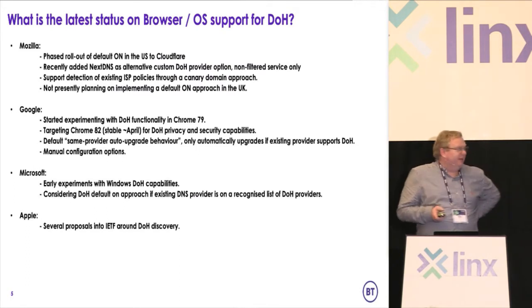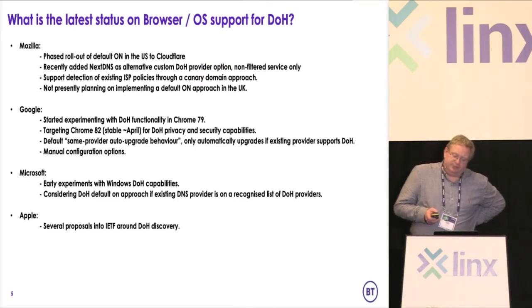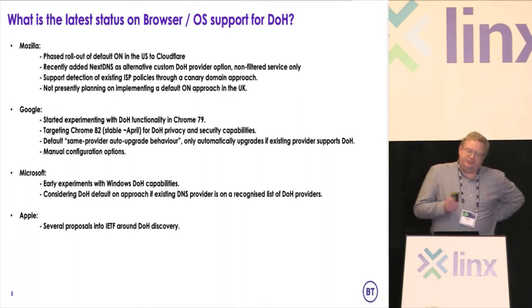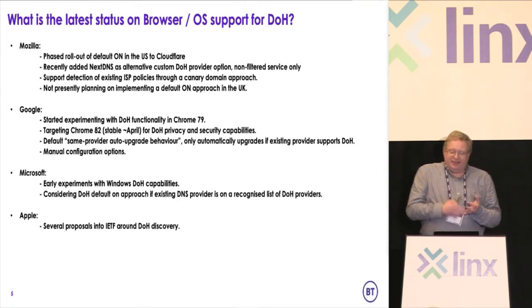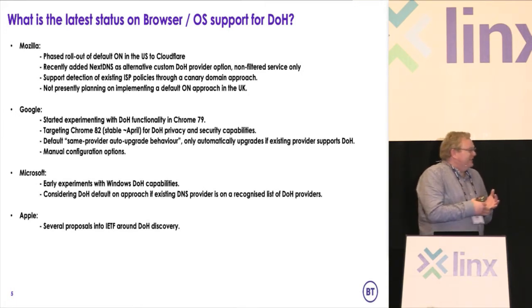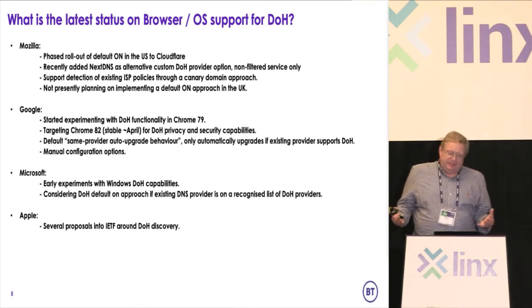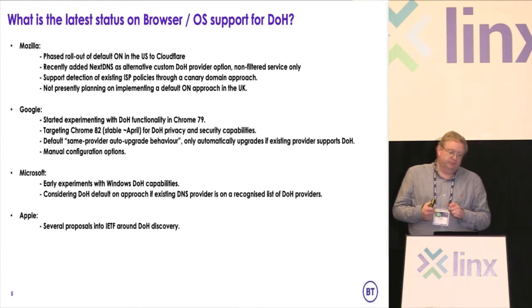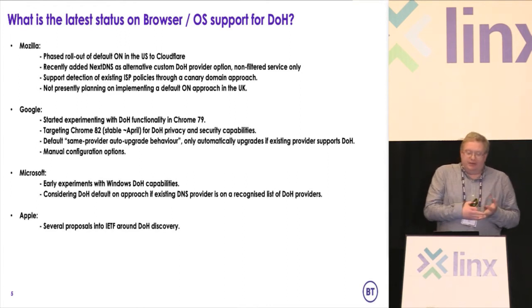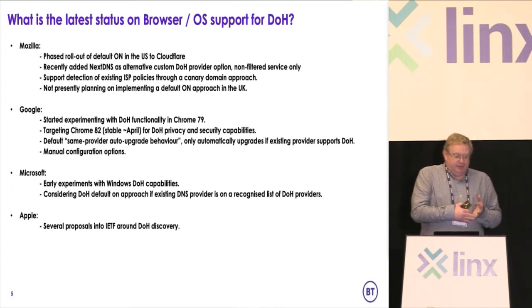So what's the latest on the browser status and operating system support for DNS over HTTPS? Starting with Firefox, Mozilla. They started a phased rollout of default on in the US to Cloudflare, and they started this in September last year. They've recently added NextDNS as an additional DoE provider. We're also pleased to see that they have supported the capability to detect existing ISP policies through a canary domain approach. And they're not presently planning to enable a default on approach in the UK.